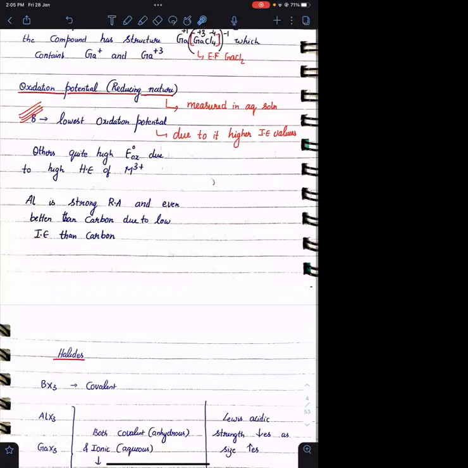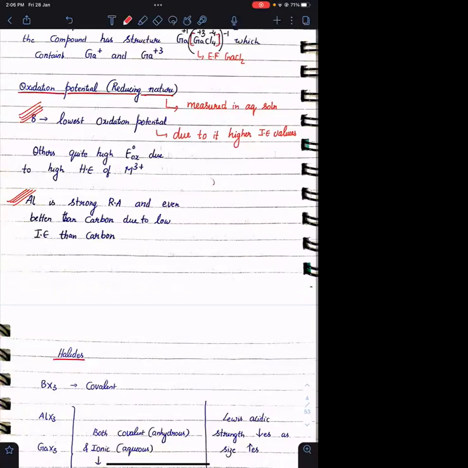This aluminium 3 positive, being smallest, its hydration energy will be better when compared to the other elements down the group. Okay, so aluminium acts as a very good reducing agent. In fact, it becomes a better reducing agent than carbon. Very important point to note here. Aluminium becomes even a better reducing agent when compared to carbon because of its significant hydration energy.